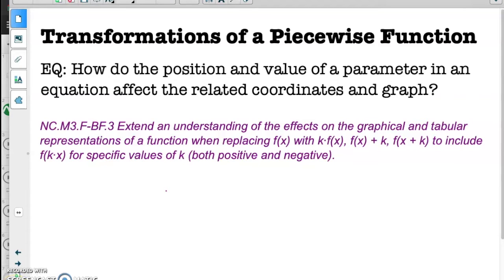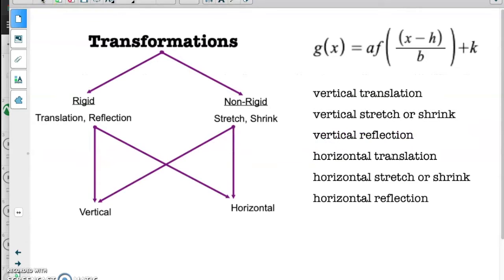In this video, we will summarize all of the different types of transformations of a piecewise function. In the previous two videos, we've learned that there are different types of transformations, both rigid and non-rigid, and they go in their two directions, vertical and horizontal. We've also seen this transformed function equation several times for g of x. There are a total of 6 different types of transformations that we have explored in the previous videos.